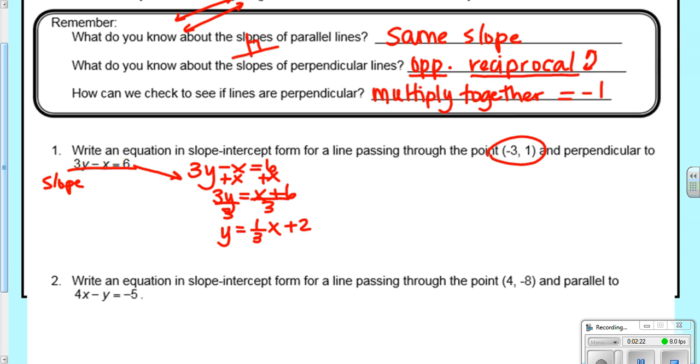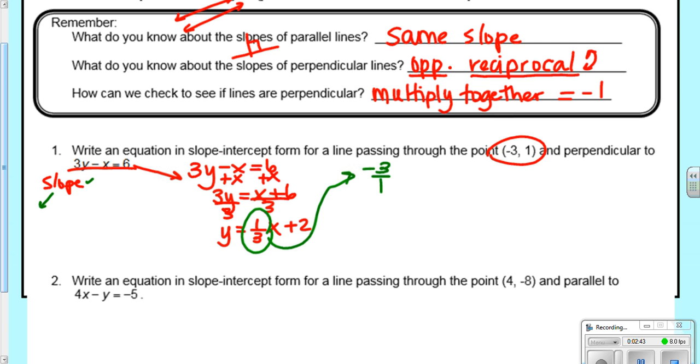Okay, so again, I'm supposed to start with the slope. Well, this problem is wanting me to find a line that's perpendicular to that. Perpendicular means I want the slope to be the opposite reciprocal of this slope right here, okay? So my slope is going to have to be -3/1, or just -3, right? Okay, so check, I've got my slope.